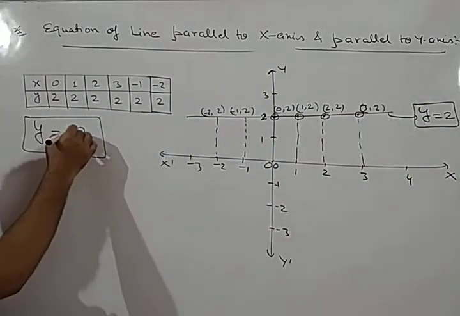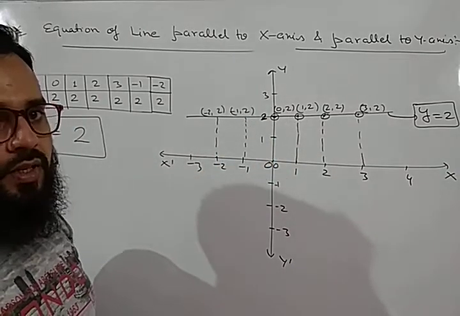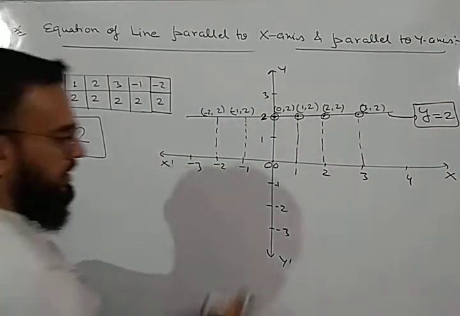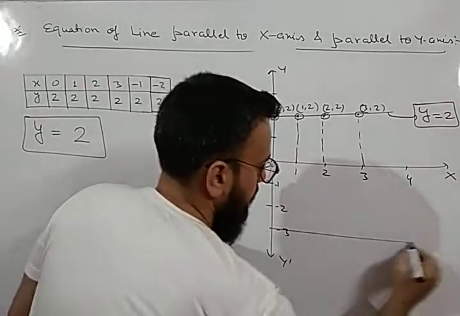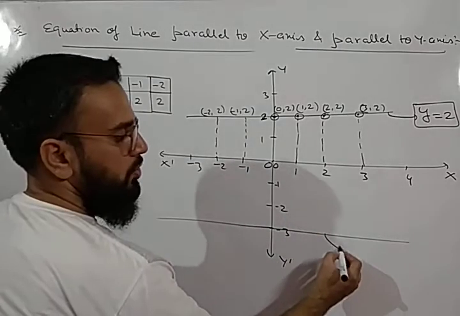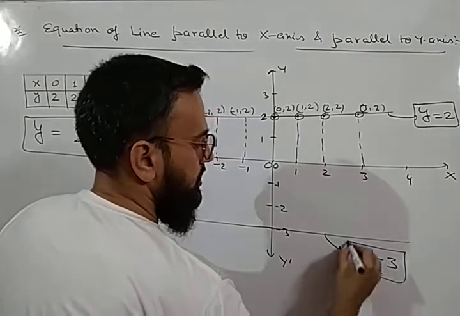Okay, it means 2 is the distance of this line from the x-axis. If it is +2, on the positive side, then it will be y equal to 2. Suppose we take another line which is parallel to the x-axis at a distance of -3. Then what will be the equation of this line? The equation of this line will be y is equal to -3.